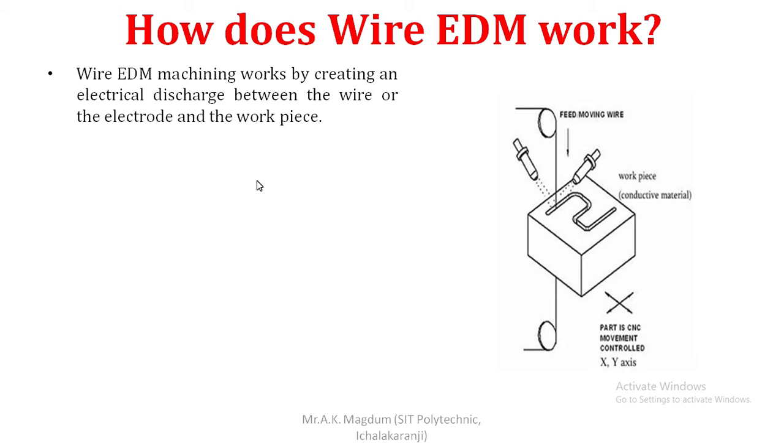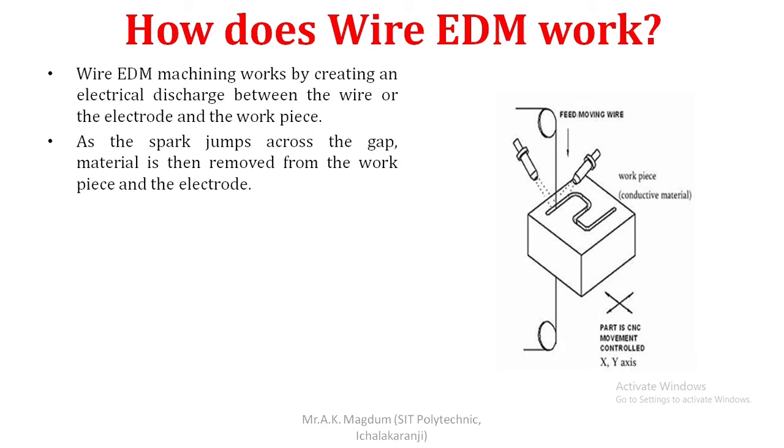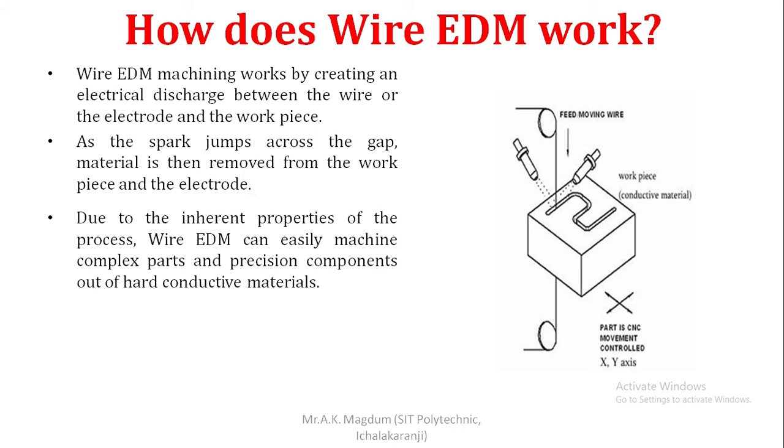Here is how it actually works. Wire EDM machining works by creating an electric discharge between the wire, or the electrode, and the workpiece. That is the basic principle of machining in wire EDM. We create a spark between the electrode and the workpiece, and as the spark jumps across the gap, material is removed from the workpiece and the electrode. While the spark takes place, jumping from anode to cathode, heat is produced, due to which material is removed from the workpiece surface. So that is the basic principle.